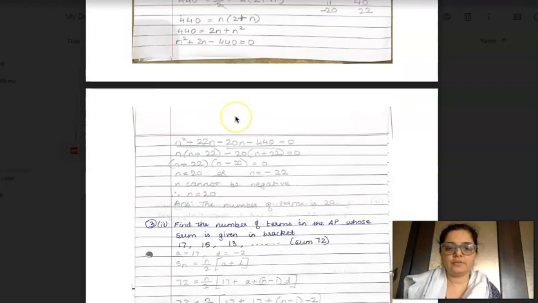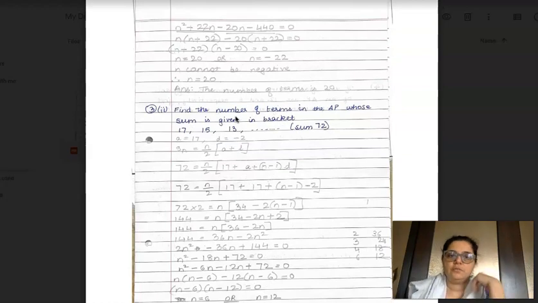We move ahead to see how it's getting solved. Please go through it. We say here that the number of terms n can never be negative. So even though n has 2 answers, this is never going to be possible. So the answer is only the positive one. And therefore the number of terms n is 20. Going to the next one.